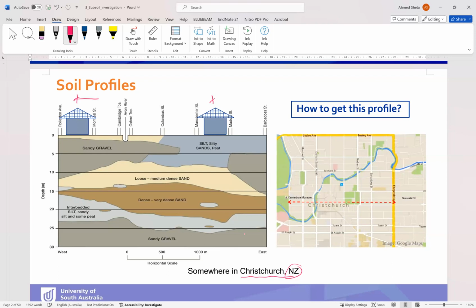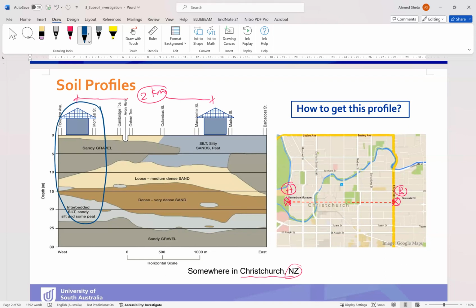These two buildings are very close, not very far away. They are almost 2 kilometers apart. So for example, this is building A and building B. And if you look at the soil underneath each building, what do you think the soil is here? Is it weak or strong?